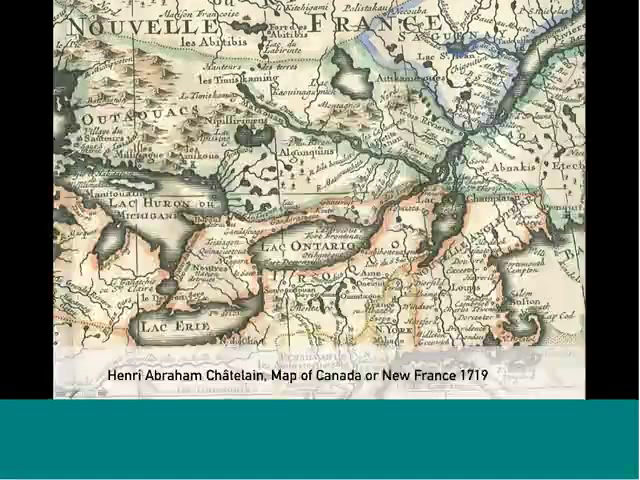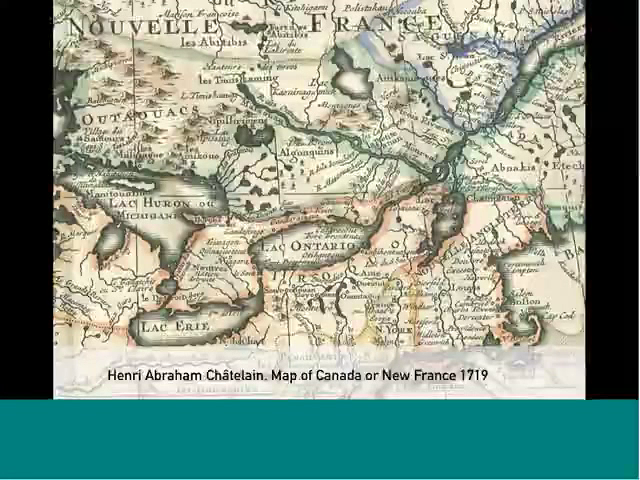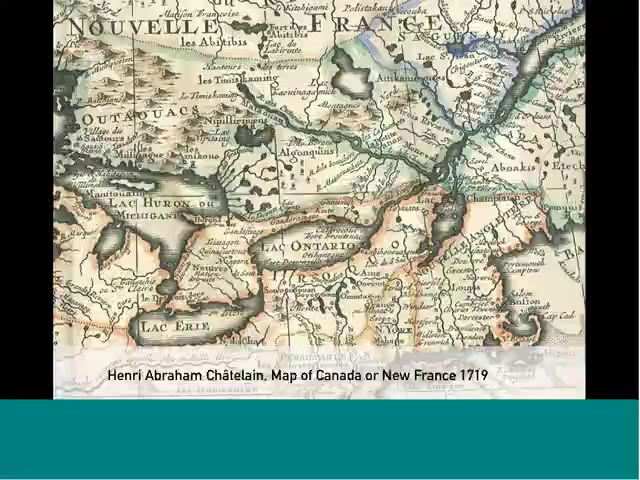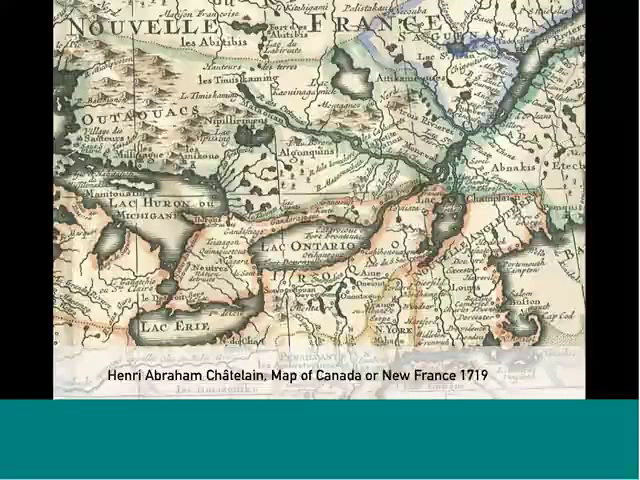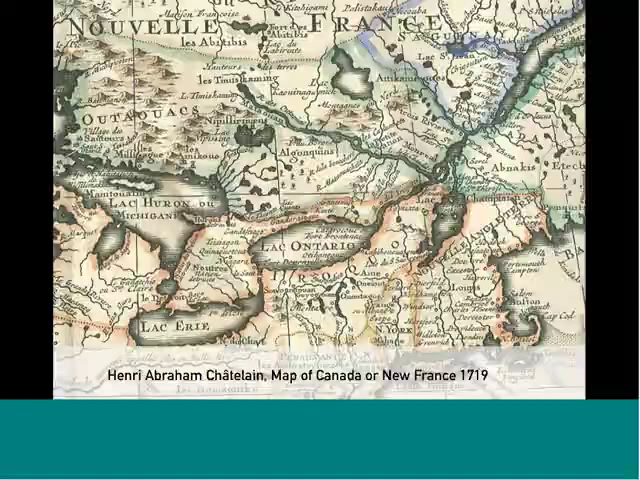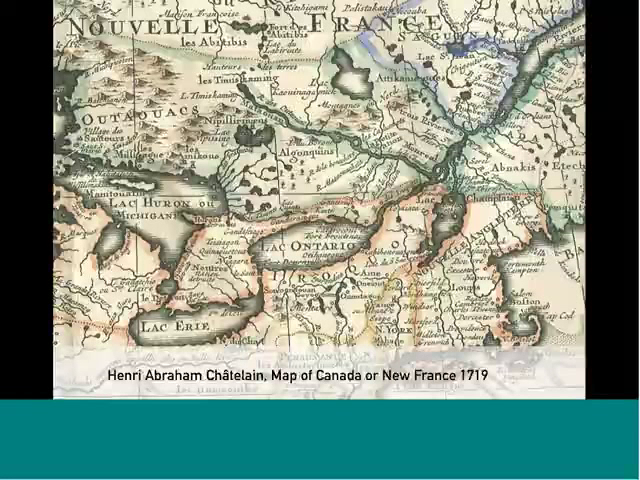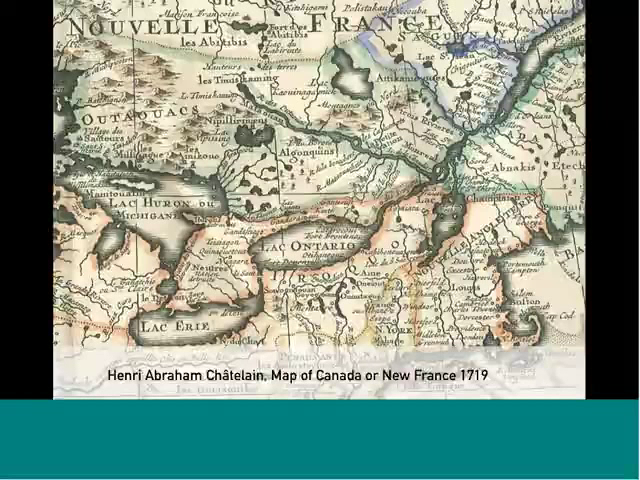So here's an example from Chatelin's work. This is a map of Canada or New France from the beginning of the 1700s. Some of the techniques that he uses here to appeal to your imagination: he's using color to make the areas appear as though they're European-style countries. This would appeal to the imagination of the users he has in mind.